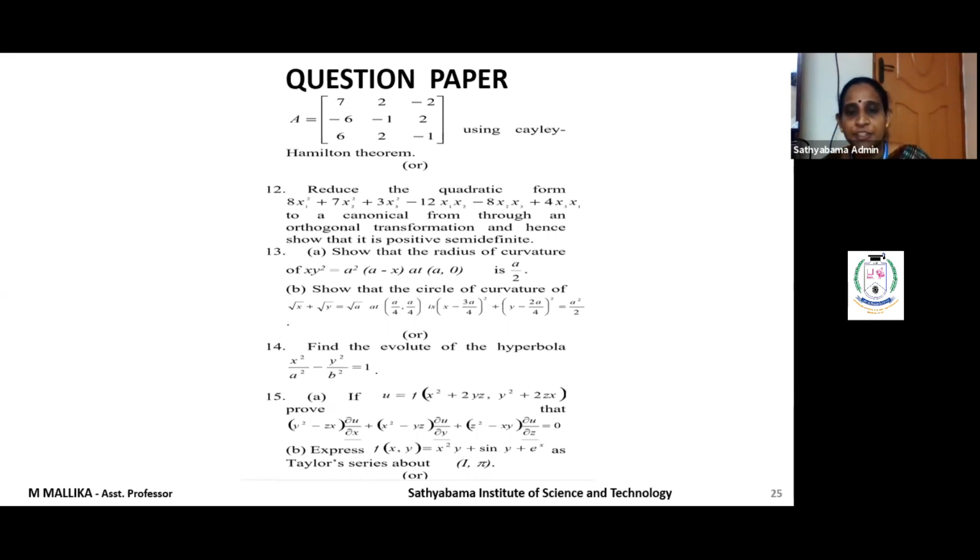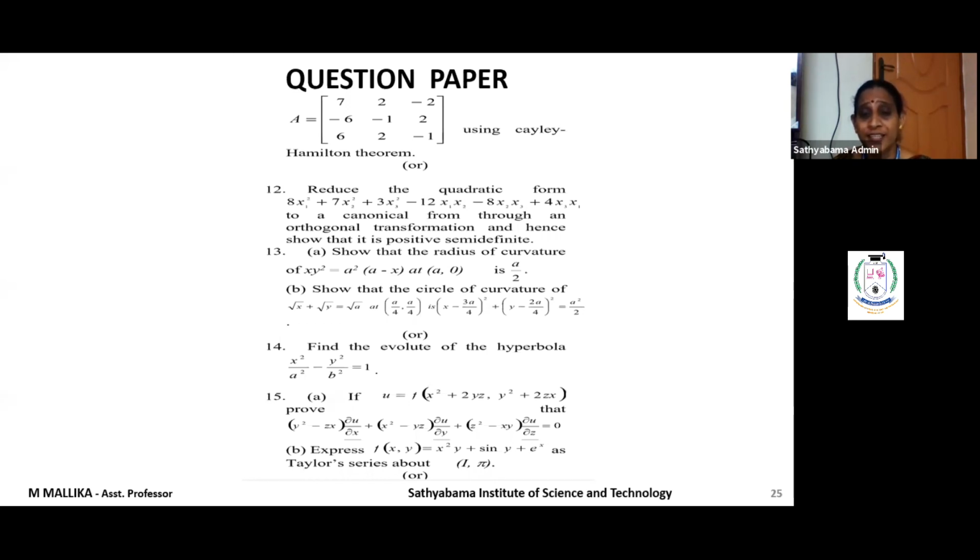The second unit, radius of curvature is asked. Show that the radius of curvature, in fact, the answer is given. You have to find out the radius of curvature by using the formula. Find dy by dx, d square y by dx square, and then substitute in the formula. A point is given, substitute the point and show that the answer is a by 2. And also circle of curvature is asked. Show that, so the answer is also given to you.